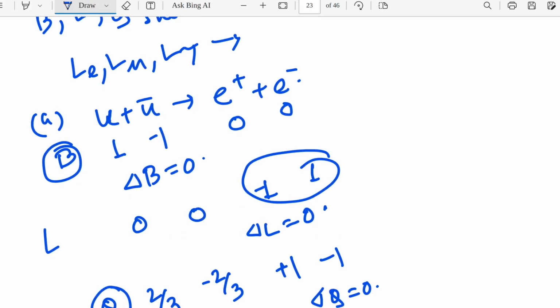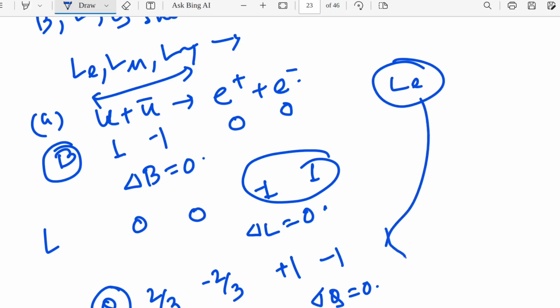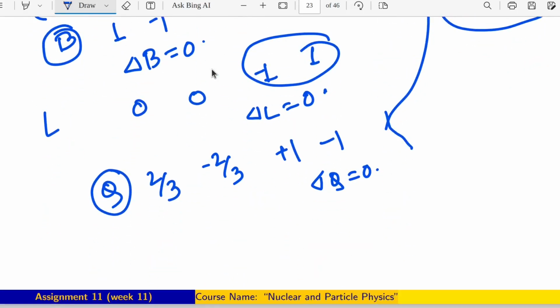Now coming to the element, okay, so it cannot be a weak interaction. So Le, L mu, L tau, we should not see that one right now. And also if you want to see that also, no problem. That means Le will be 0, 0, this will be -1, this will be +1. So as a whole, delta L should be 0. Okay, so I can tell you roughly that the first one is allowed.